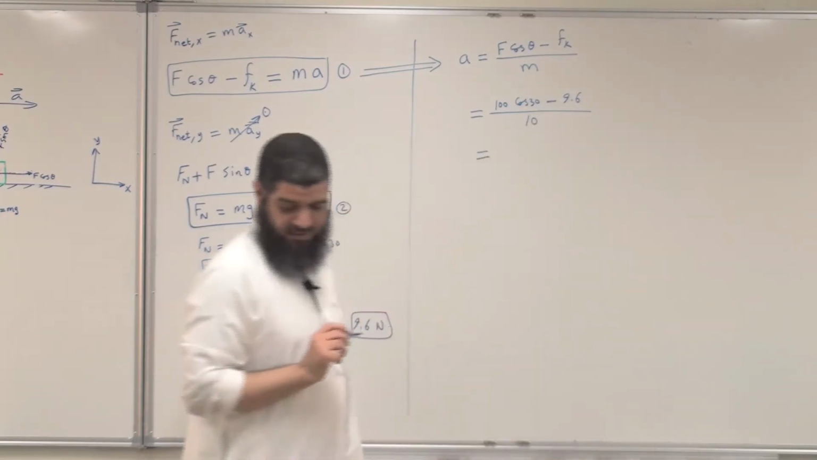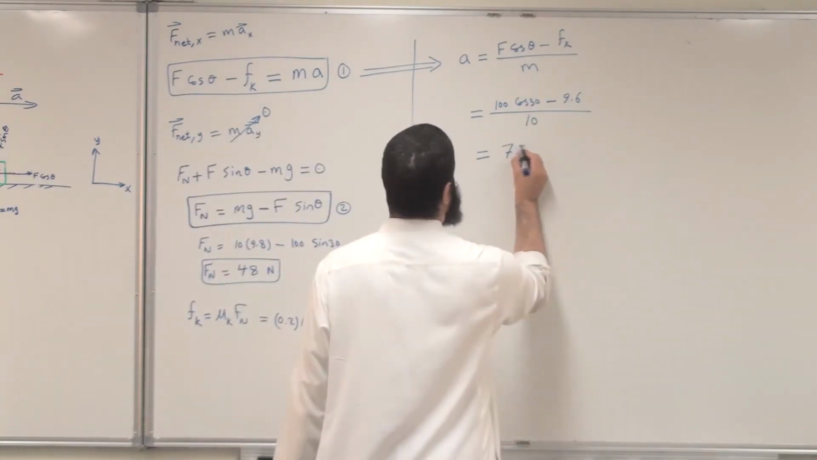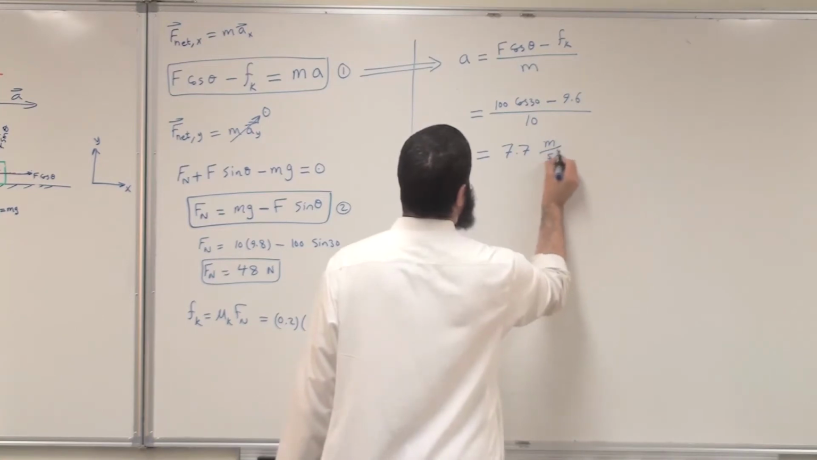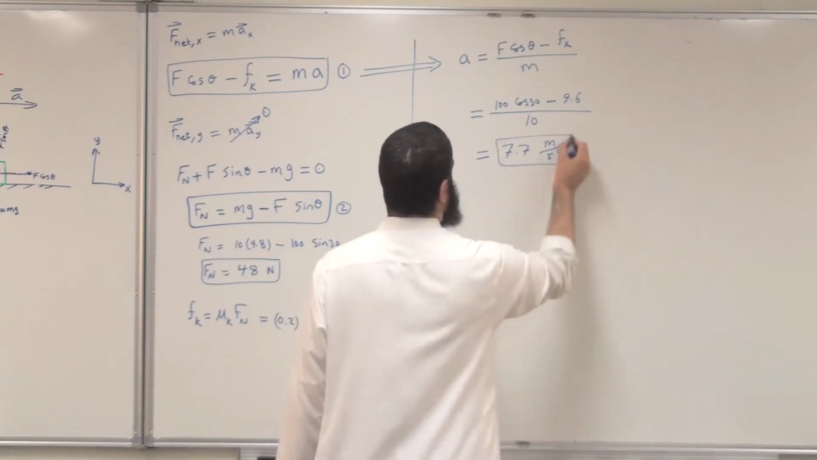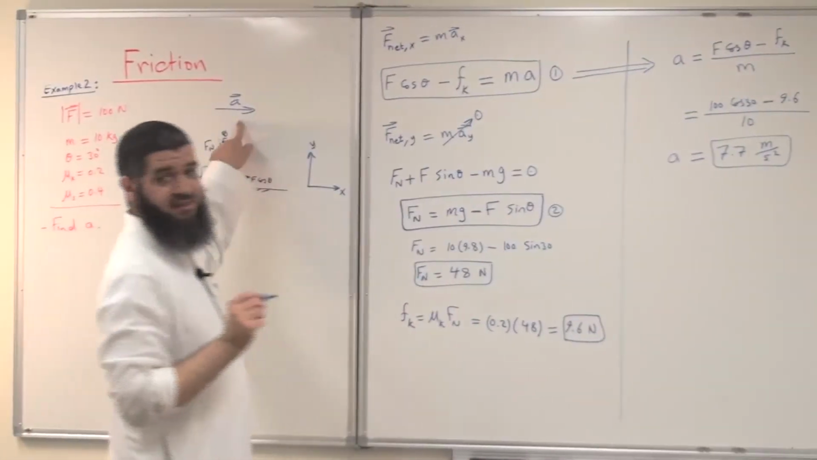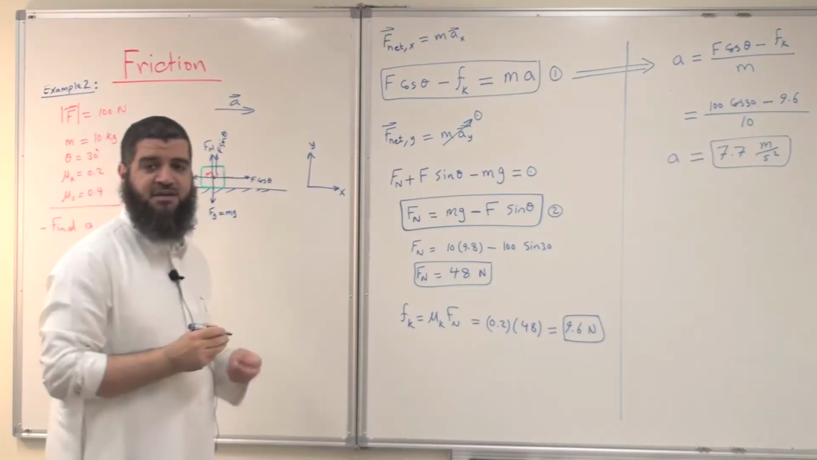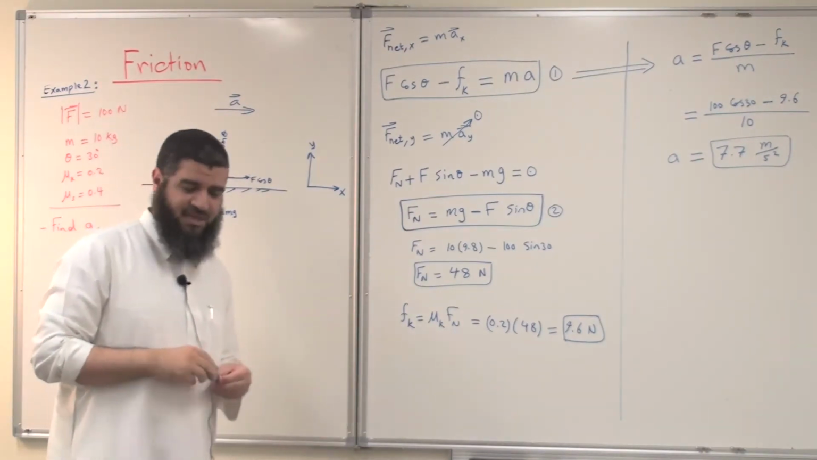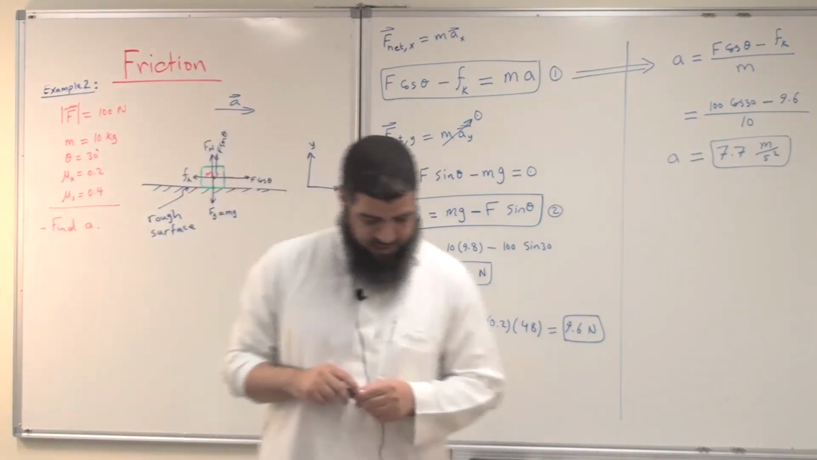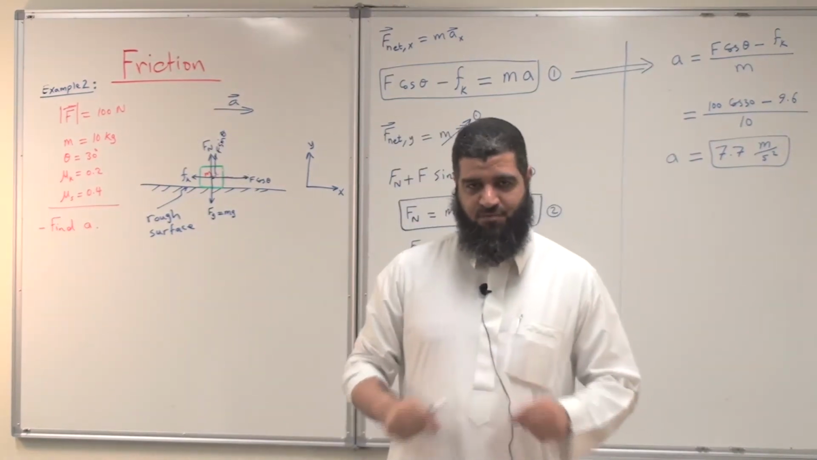As a result, the magnitude of our acceleration will be 7.7 meters per second squared. This is the magnitude, and the direction is as shown in the figure. It is to the right. And this is our second example related to the presence of friction in our motion problems.